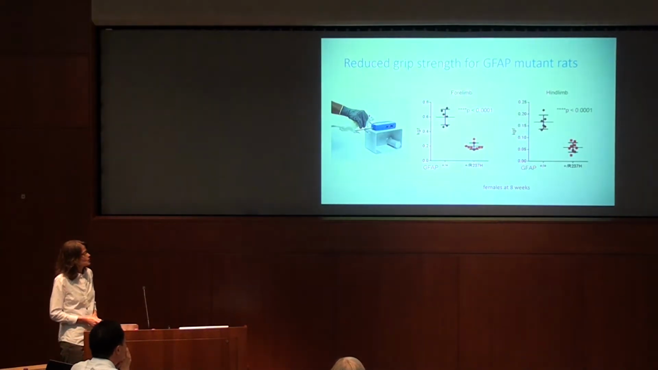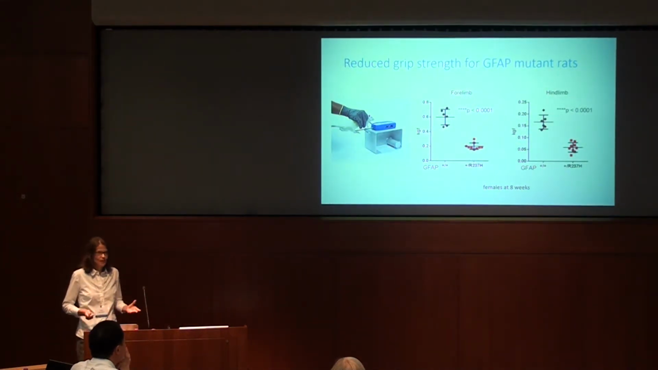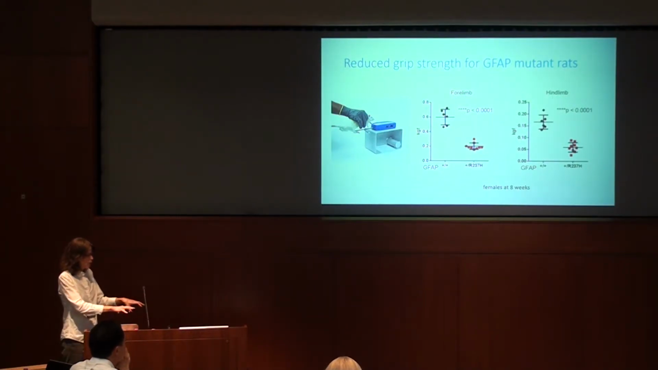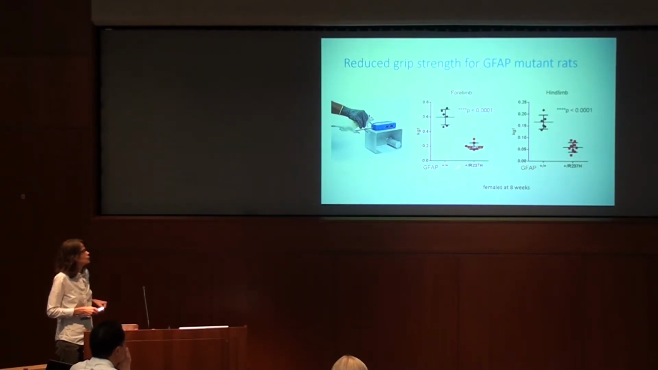A simpler test is just a basic test of grip strength. And you can see here that this rat is being tested for hind limb grip strength. This is just a force meter with a little bar attached, and you allow the rat to grab the bar and you move it away from the meter, and you can measure how much force it can apply to the bar. You can measure hind limb or forelimb grip strength. And you can see that the mutant animals shown in red here are a lot weaker than their wild type counterparts.